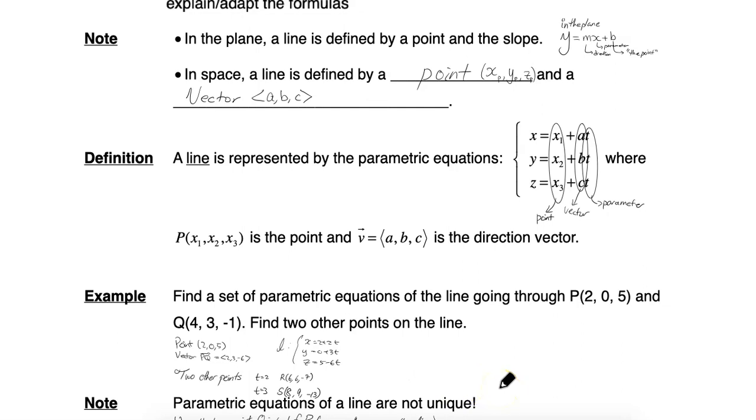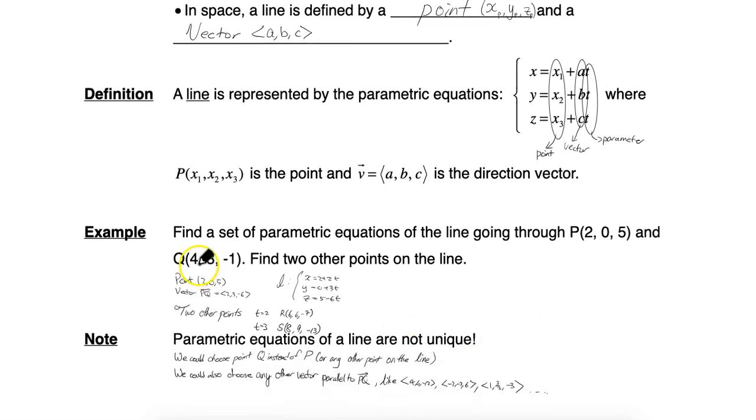Notice how parametric equations of a line are not unique. Firstly, we could have just chosen point Q instead of P, so the same line can be defined as x equals 4 plus 2t, y equals 3 plus 3t, and z equals -1 minus 6t, just picking Q instead of P. And we can also choose a different direction vector. We could have chosen the vector QP. We could have chosen the direction vector 5PQ, whatever.